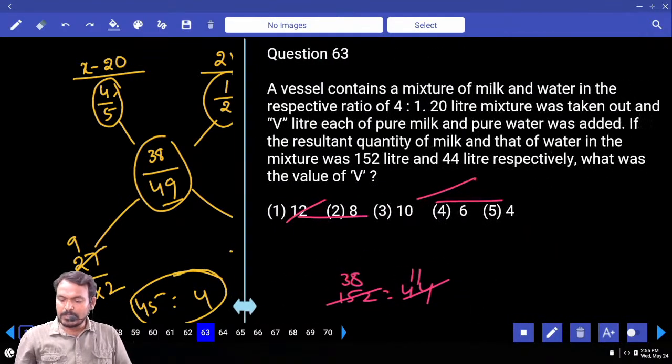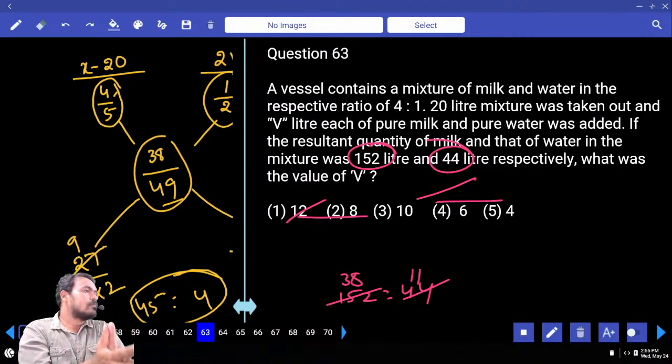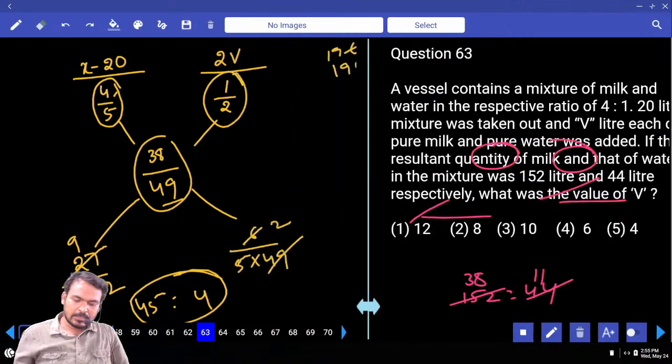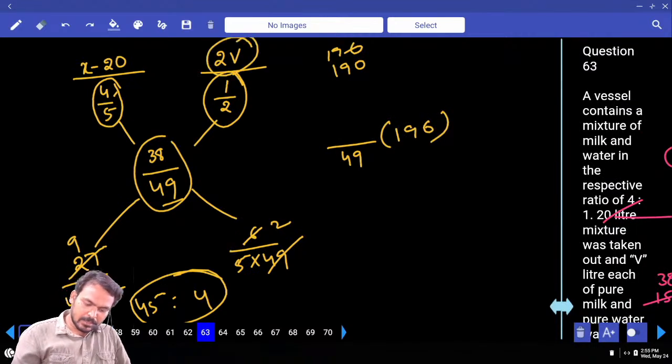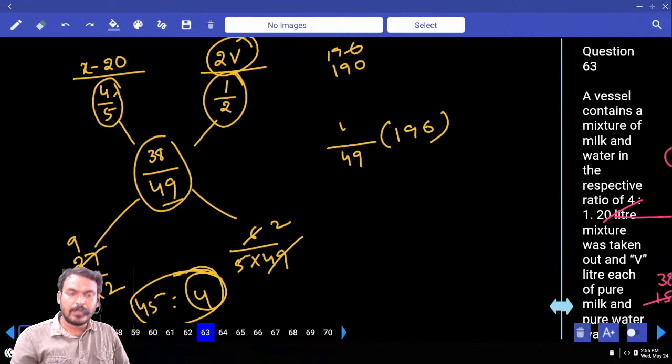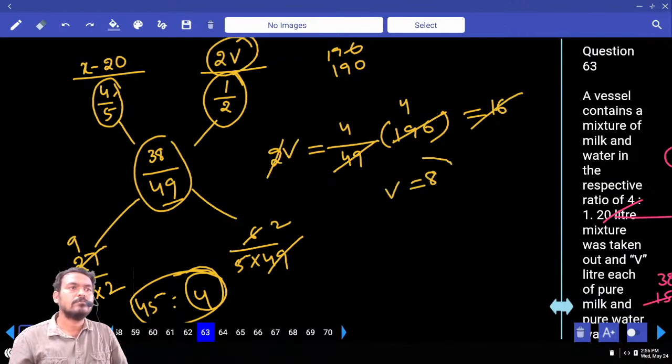Total mixture is how many parts? 49 parts. Total mixture is how many liters? 152 plus 44, quantity 1 plus quantity 2. That is the total mixture, or not? How many liters? 196. Parts-wise, how many parts? 49 parts. 49 parts are 196 liters. 2V represents how many parts? 4 parts. 49 parts is 4 times 196. 4 times 4 is how much? 16. That is equal to 2V or V? 2V. 2V equal to 16 means what is the V value?